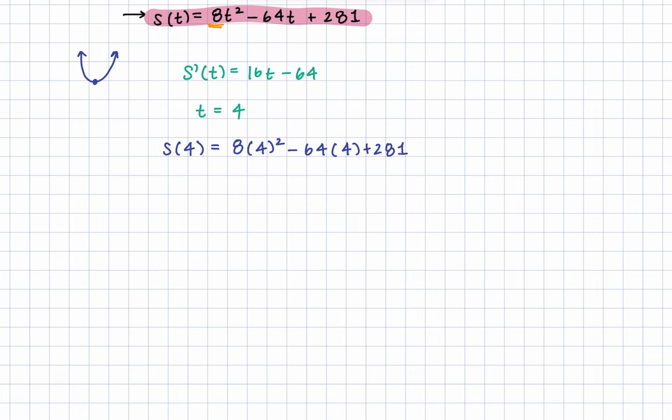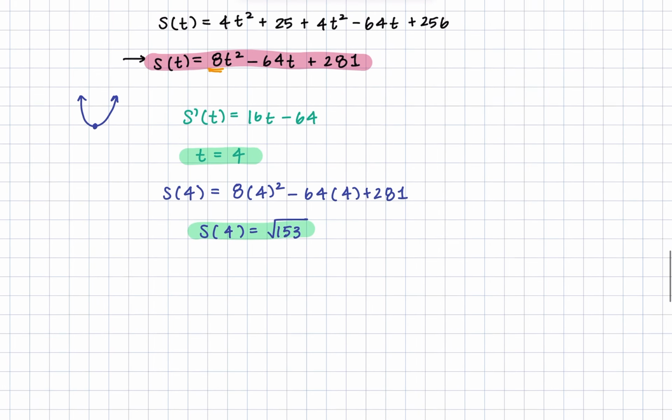When you plug this into your calculator, you should get 153. So that is what we have for this question. So our answer is time t equals 4, at a magnitude of the square root of 153.